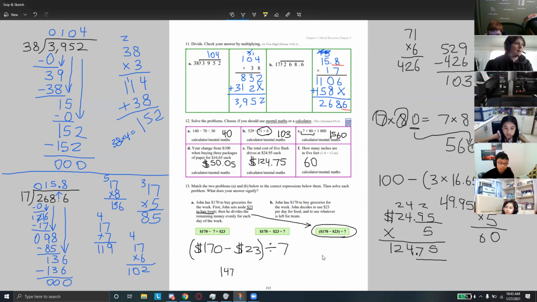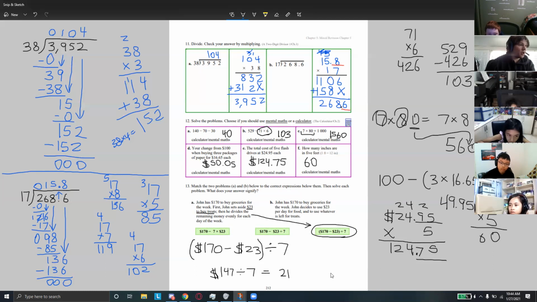So now we can solve. $170 minus 23 will give us $147, right? And then we divide that number by 7. And 7 goes into 147 21 times, right? Because 7 times 1 will be 7, and 7 times 20 will be 140. So 21, right? 7 times 1 is 7, 14. Yeah. It all makes sense.